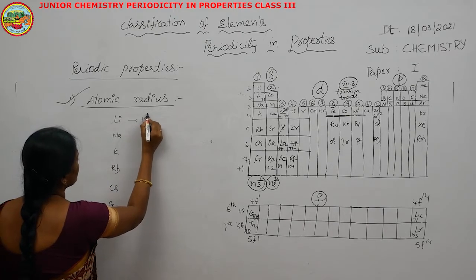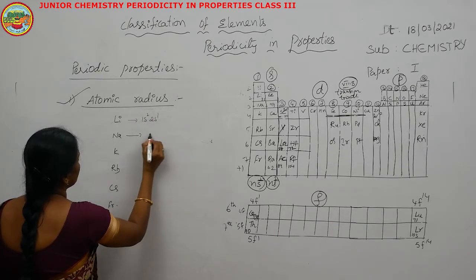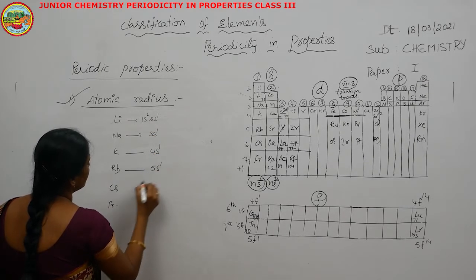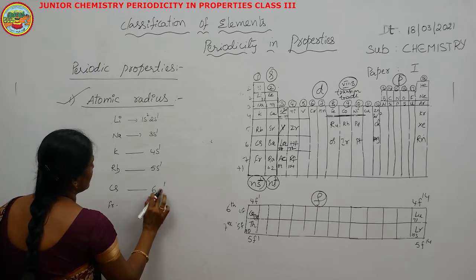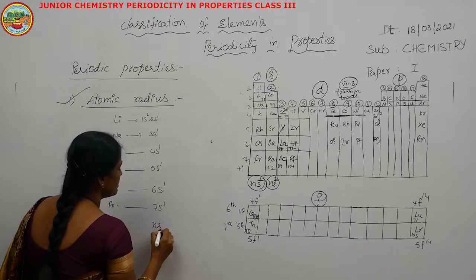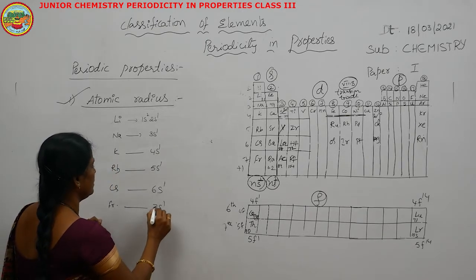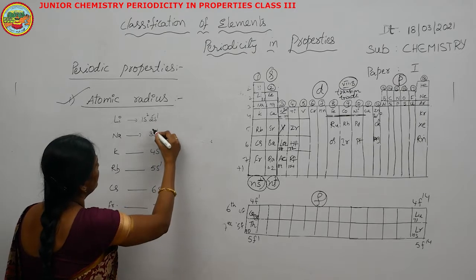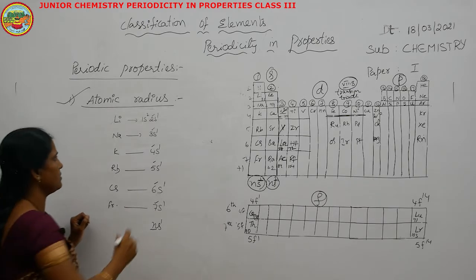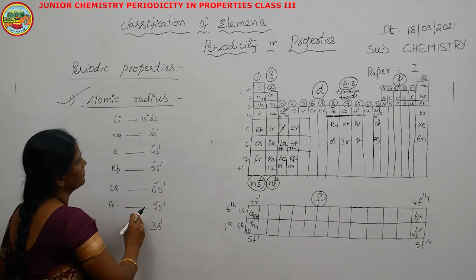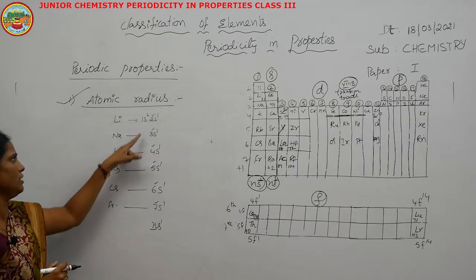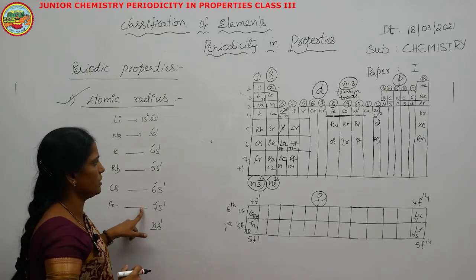If you consider the first group elements, lithium to cesium: lithium, sodium, potassium, rubidium, cesium, francium. Lithium means 1s2, 2s1. This is 3s1, in the outermost shell 4s1, 5s1, 6s1, 7s1. So the general configuration is ns1. So n is equal to 2, 3, 4, 5, 6, 7. That means from top to bottom, the n value increases gradually.